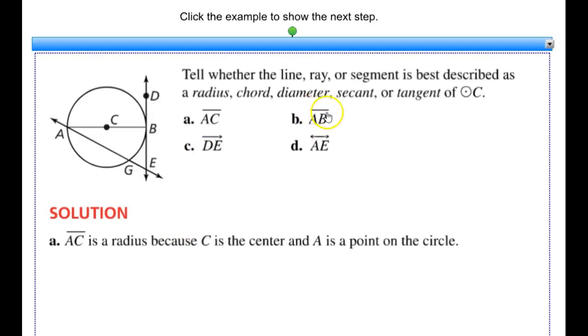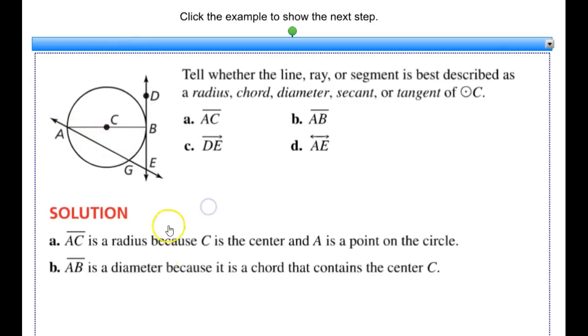So now let's look at segment AB. Again, it's a segment because there's not arrows on the top, and I see my endpoint is here on the circle and my other endpoint is also on the circle. So it is a type of a chord, but this is my special chord because it does go through the center. So that's my diameter of my circle.